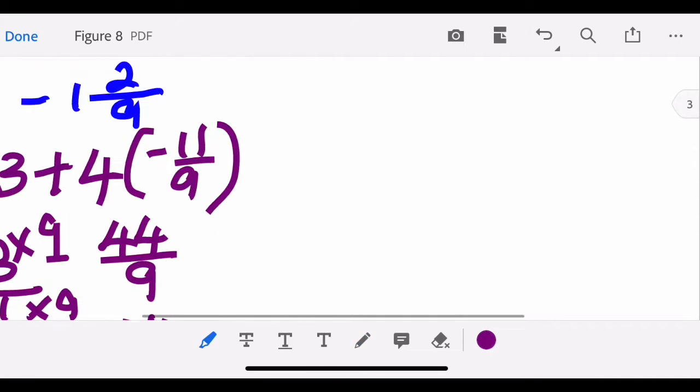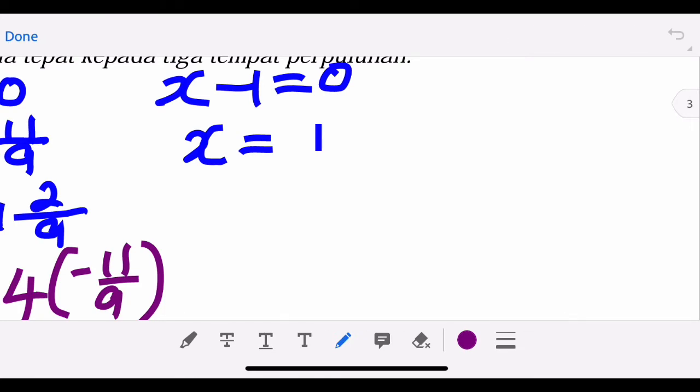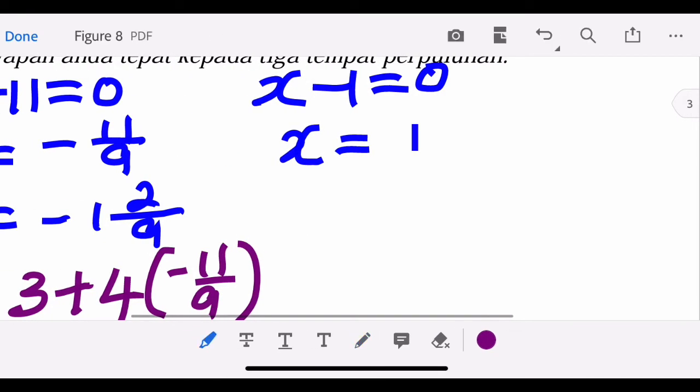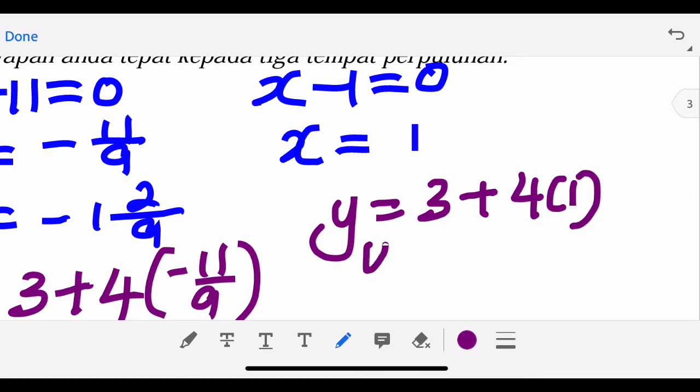Alright, so now we solve the y for when x equal to 1. So this is quite easy because it's an integer. So y is equal to 3 plus 4 times 1. Alright, so y is equal to 7, right?